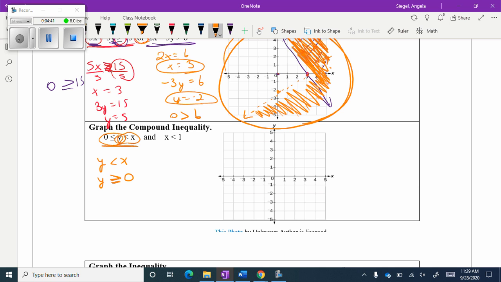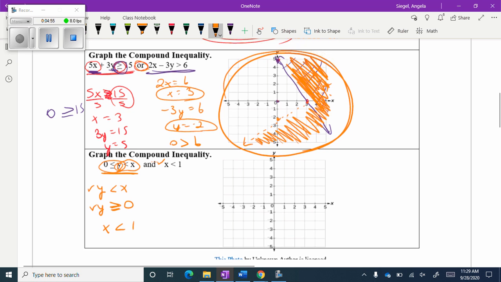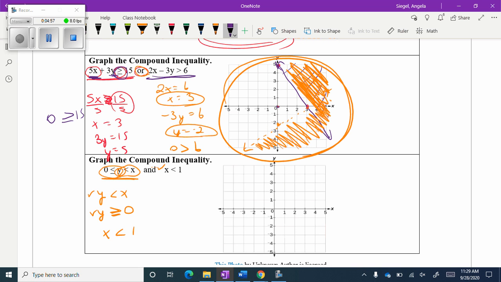Then also, so I kind of have 3 ands. I have this one, and this one. So x is less than 1. So I'm really going to be kind of graphing 3 things here. Okay, so let's go ahead and start off with this one.